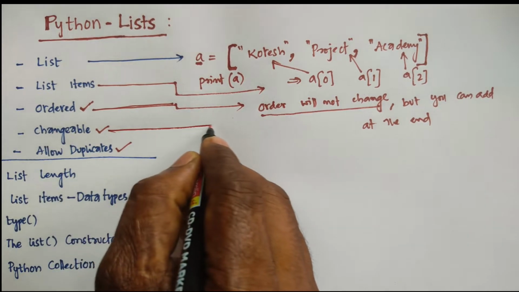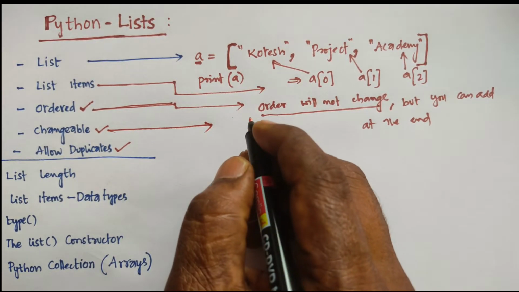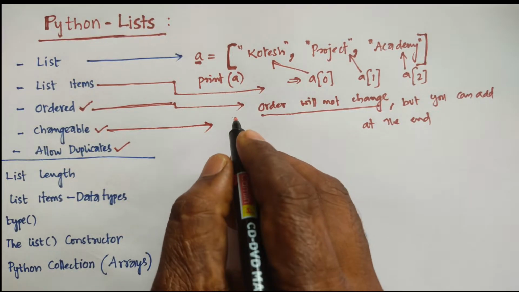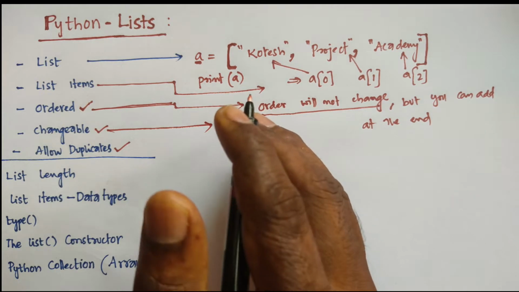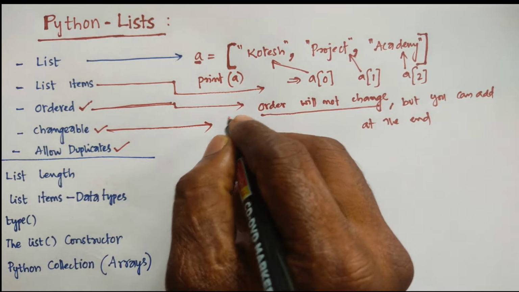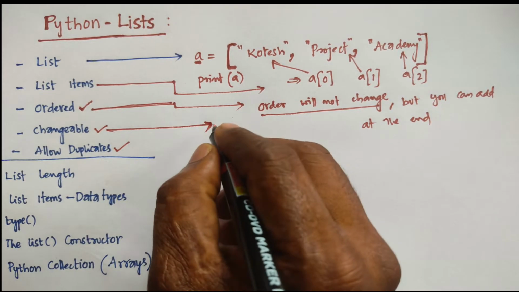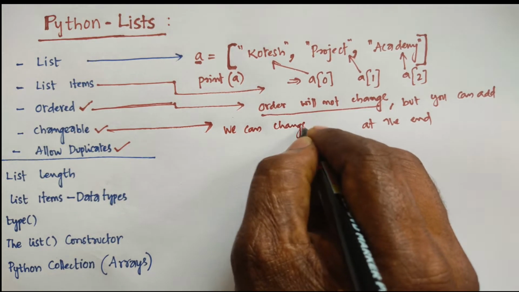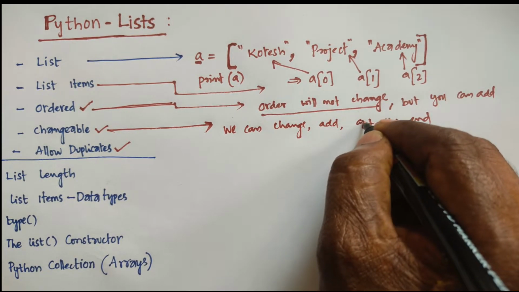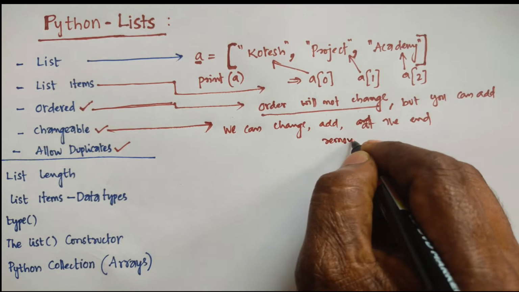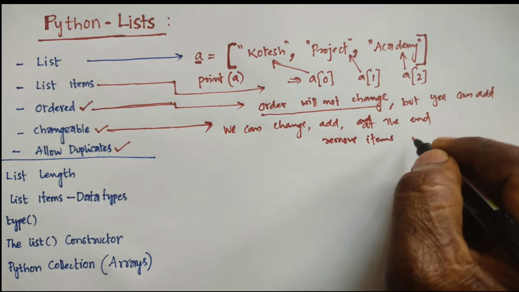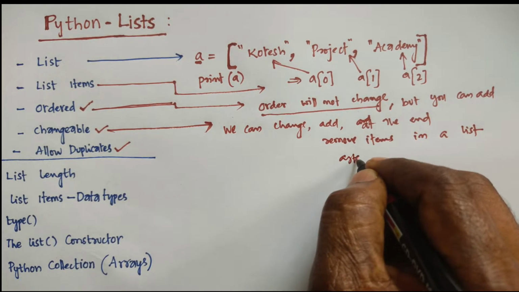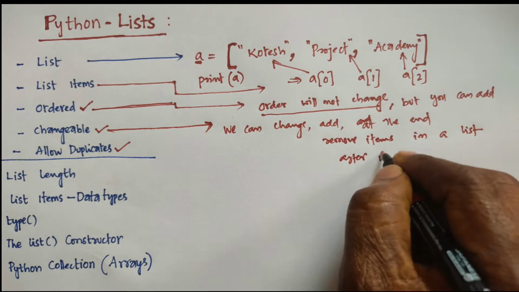What is the definition of changeable? The list is changeable. That means we can change, add and remove items in the list after it has been created. So we can change, add and remove items in a list after it has been created.